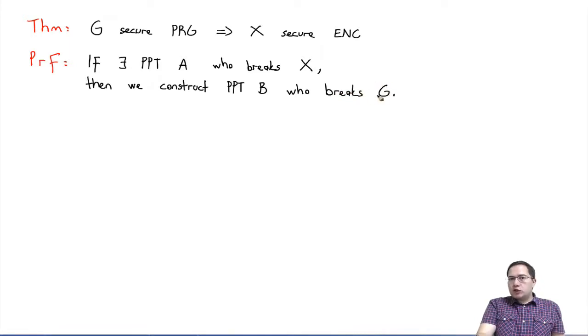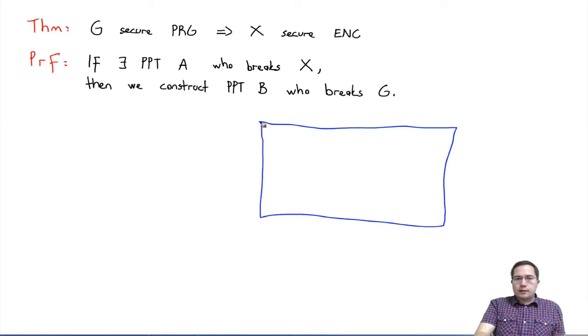Now what does breaking G mean? It will distinguish between random and pseudorandom. So output of G versus some randomly picked value of the same length with non-negligible advantage. So the difference between the probabilities will be non-negligible. As usual, we are going to draw our boxes. Okay, remember the outside box will be B, and B is going to play the PRG game.